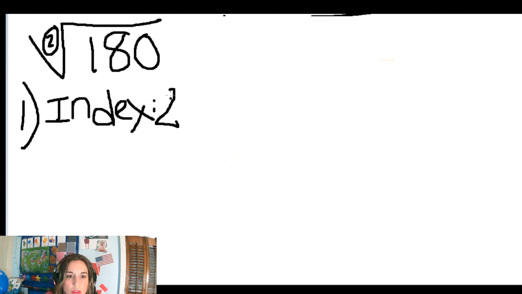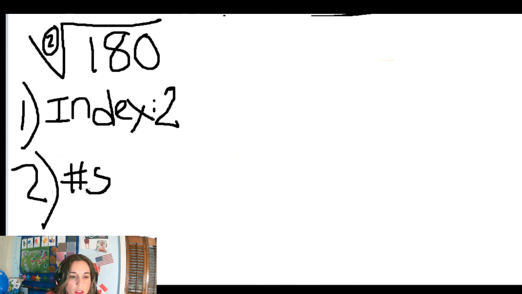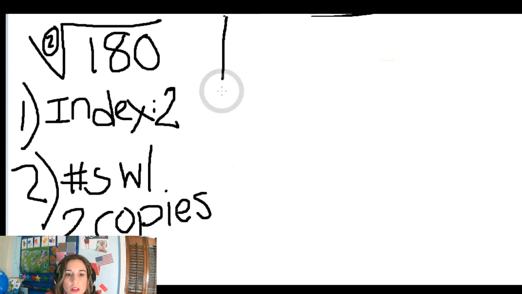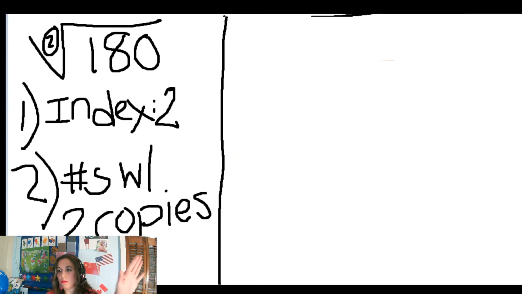So my index is 2, which means when I do my prime factorization, I'm looking for numbers where I have 2 copies. Okay? So numbers with 2 copies, those I'm going to pull out of my radical. All right? So let's draw a line down the middle. I'm going to keep my notes on my left side, and I'm going to do all my work on the right side. So I'm starting with the square root of 180.